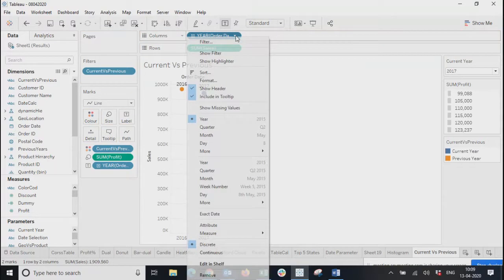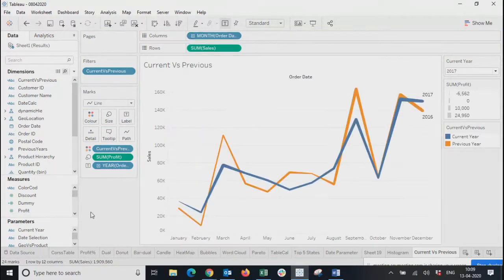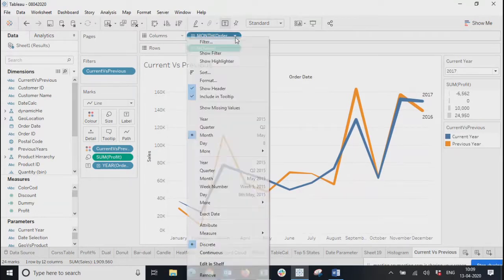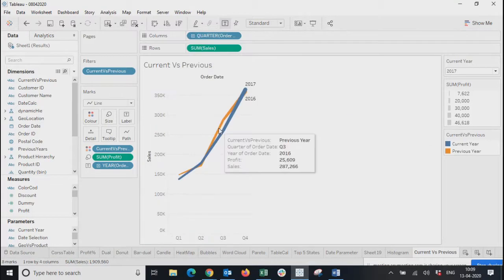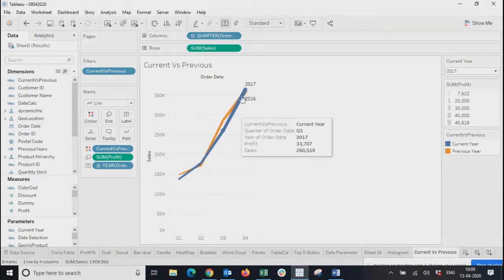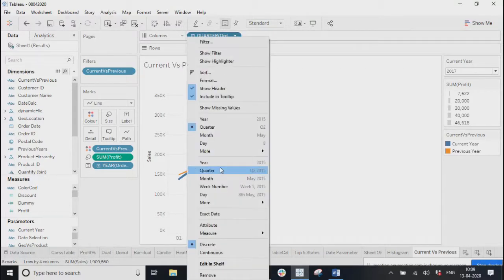Click on drop down, select month. So in one go only you'll be able to create the same view. If you want to show the same thing in the quarterly split, you can do that like this. 2016 versus 17 in different quarters. Year will definitely show only one dot, so that is not going to do good for you.